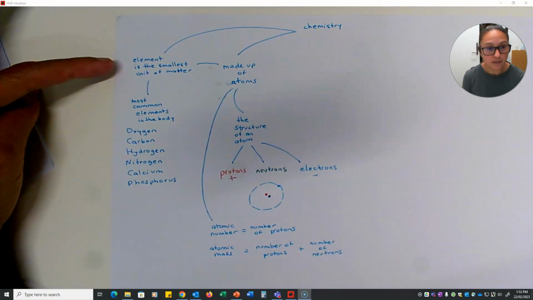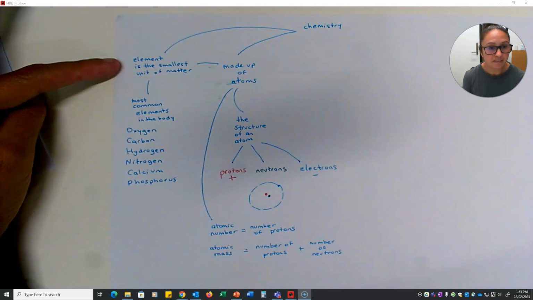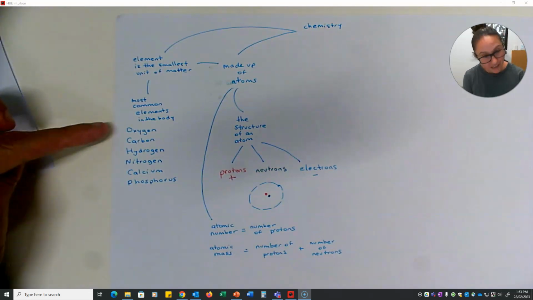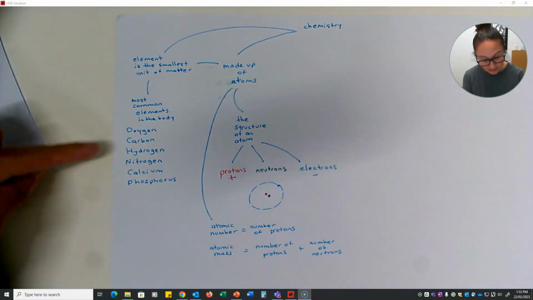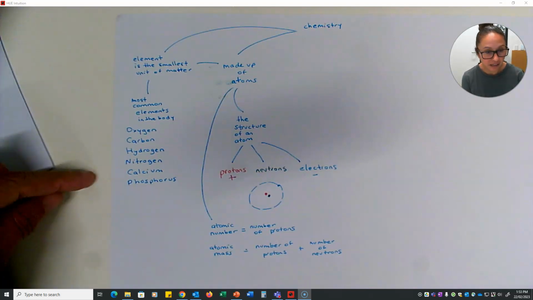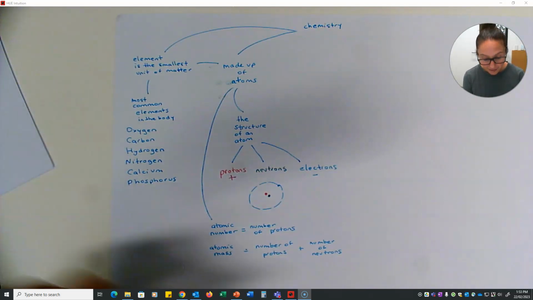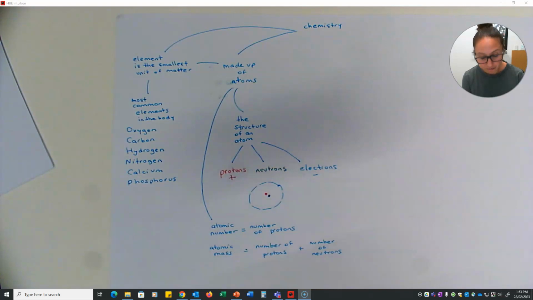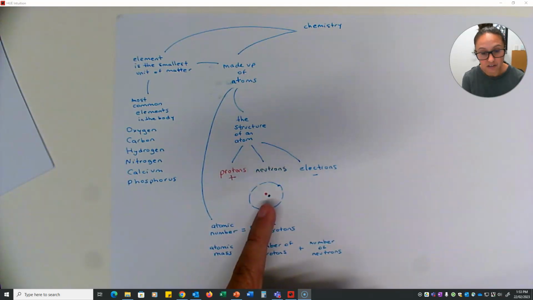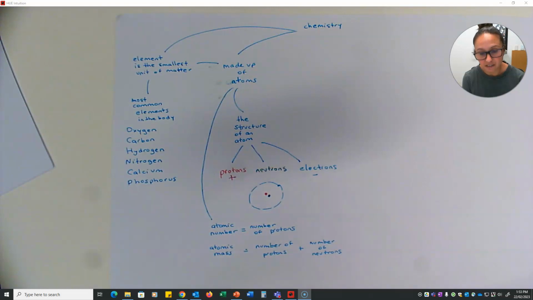So let's do a little revision map. We learnt what an element was. The element is the smallest unit of matter, and elements are made up of atoms, okay? We learnt about the six major elements in the body. Then we looked at the structure of an atom. We have protons, neutrons and electrons. The protons and the neutrons are the ones sitting around in the nucleus, and the electrons are whizzing around.